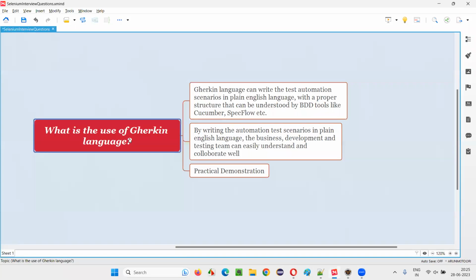So hope guys you understood what is the main advantage of using the Gherkin language in the automation projects or whatever the projects, development projects.